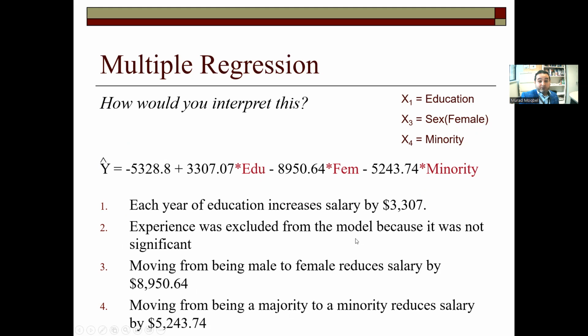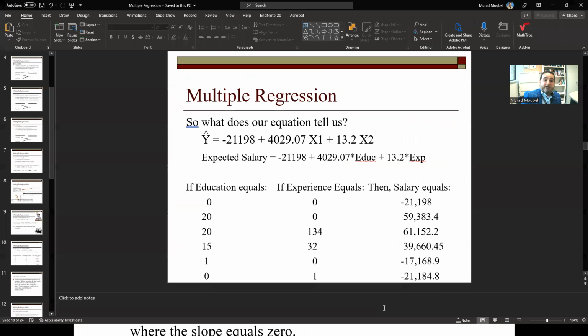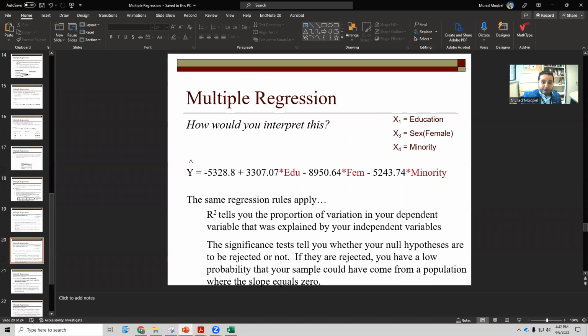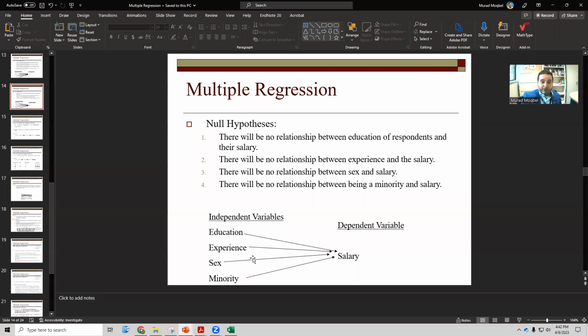Experience was excluded because it was not significant, and we will look at it in a little bit. And then moving from being male to female reduces the salary by $8,000. Moving from being a majority to a minority reduces salary by 5,000, and so on. So we already talked about this. Now let's build the model that we wanted here. This is the model that we wanted to test. We're going to test it in a little bit.